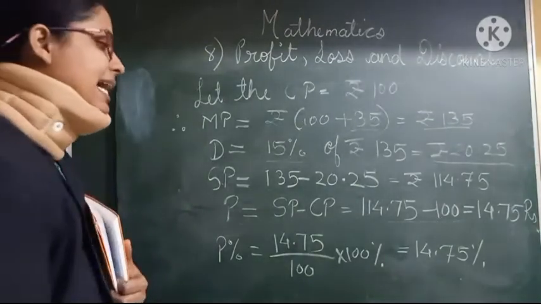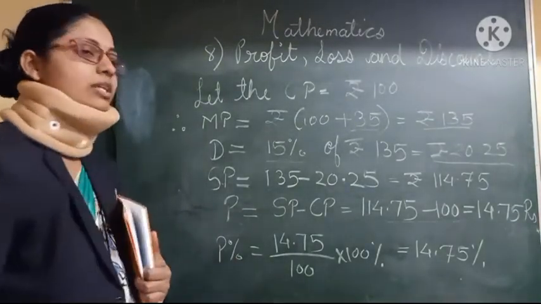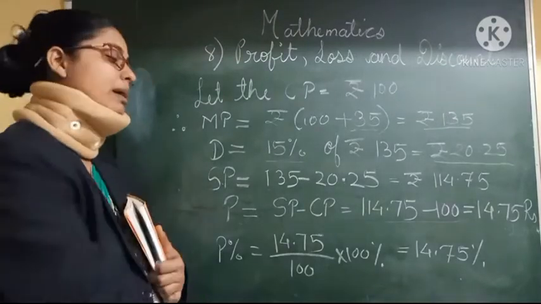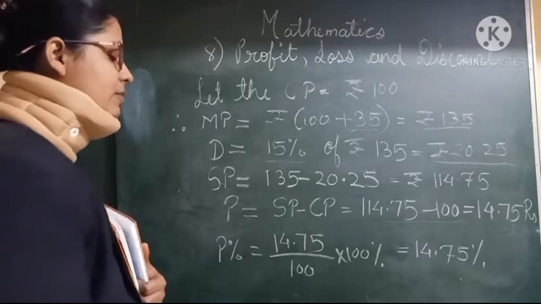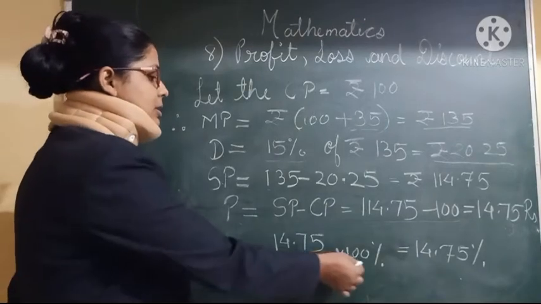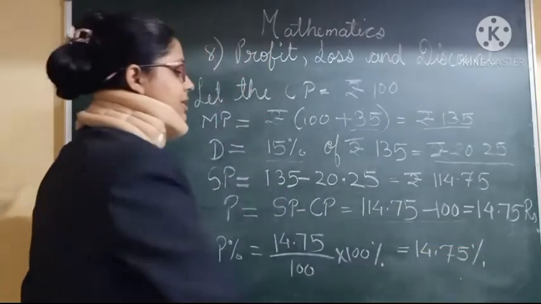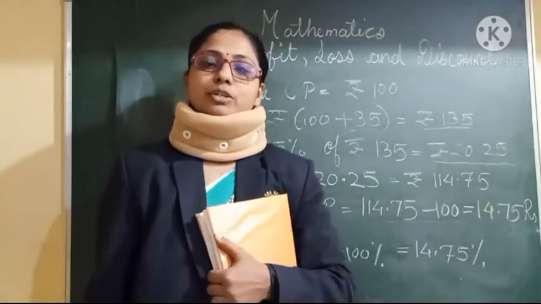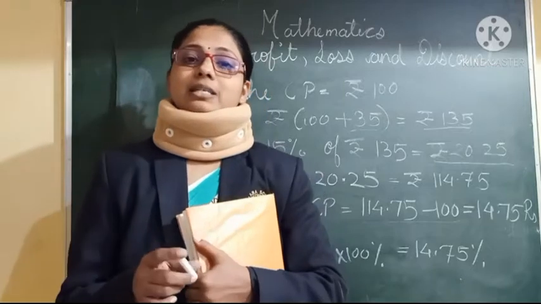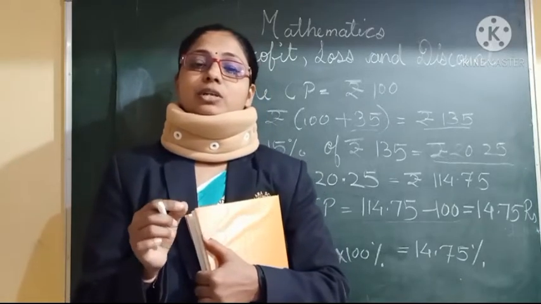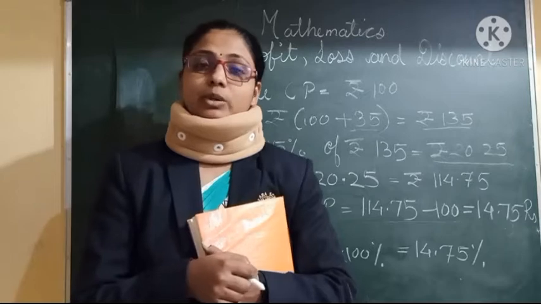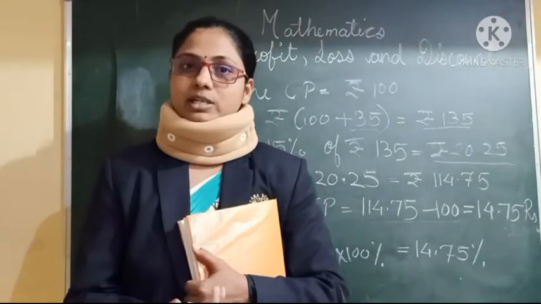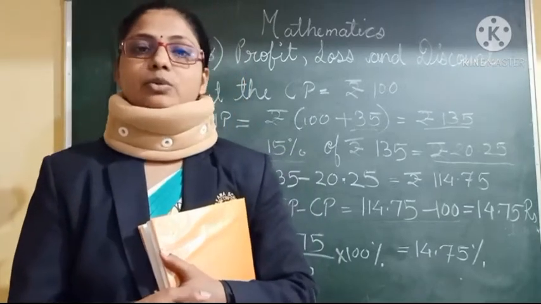paise. Then profit percent, as we know, is profit upon cost price multiplied by 100. By putting the values in this formula, we are getting 14.75% profit he is getting after putting the mark price. In that mark price he is putting 35% again. Okay, so this is about the discount example. Again, some more examples we will see to make you clear.